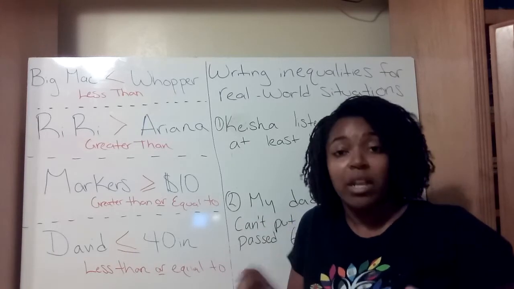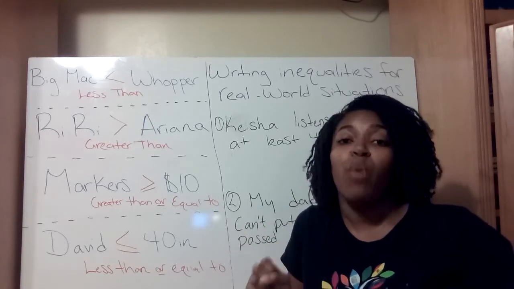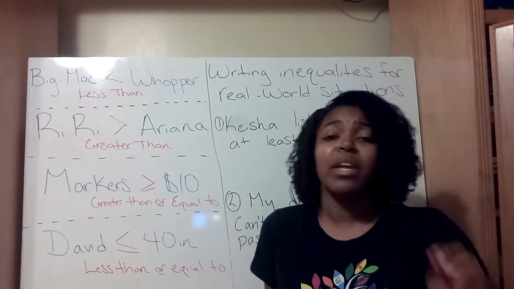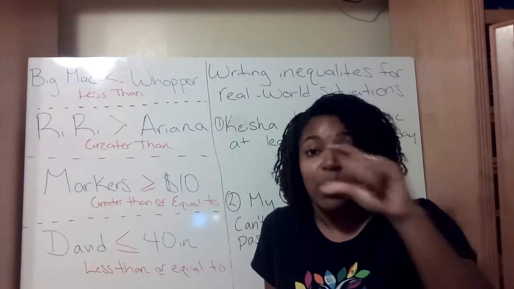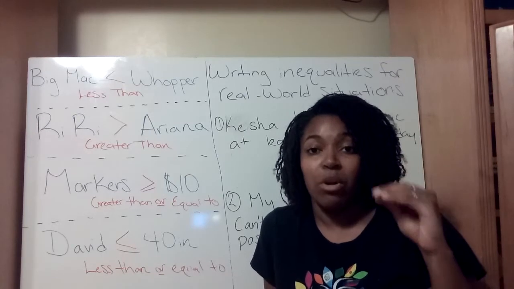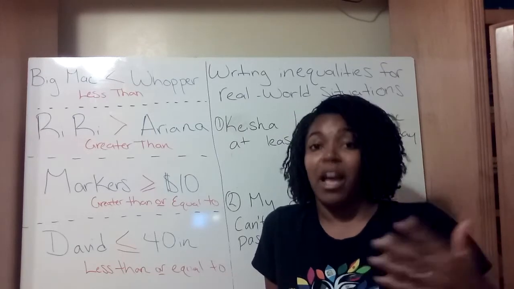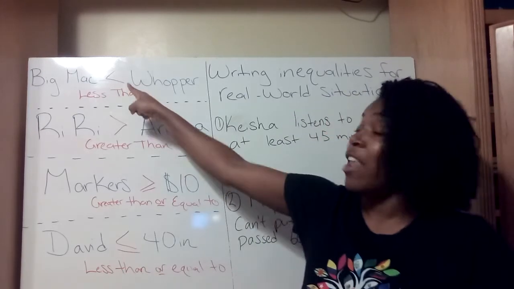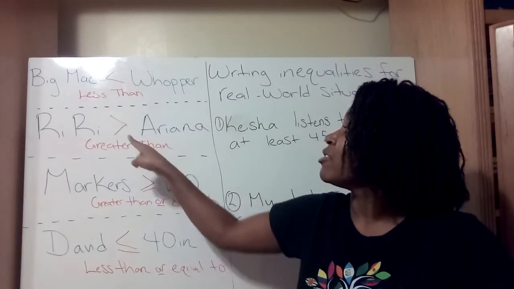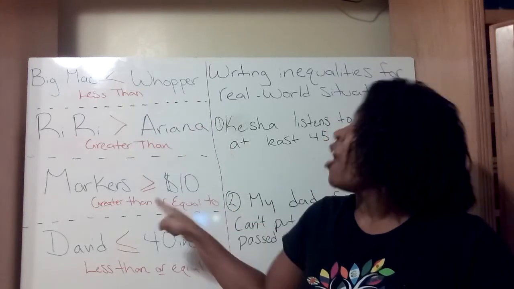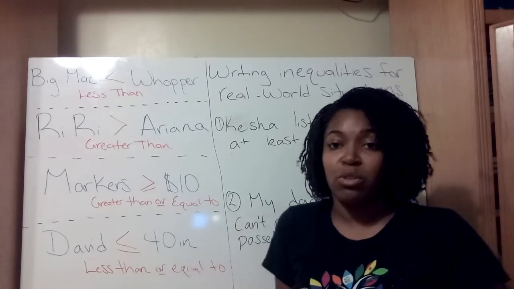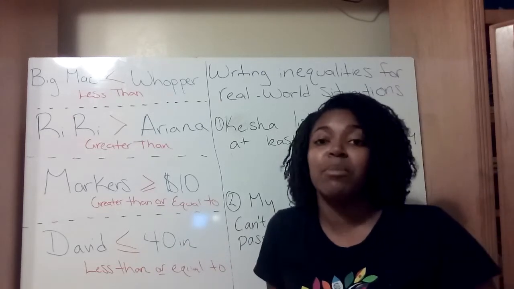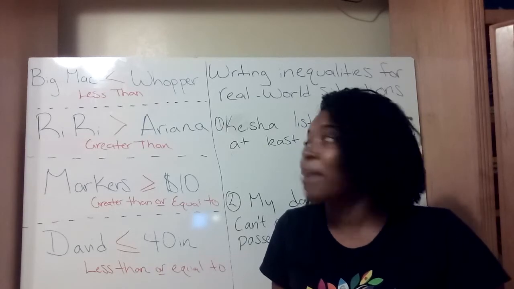Now, if you're going to be writing inequalities, you need to know what an inequality is. An inequality is something that is unequal, something that is not equal. There's different forms of being not equal, okay? There's less than, greater than, greater than or equal to, or less than or equal to. Those are the four inequality symbols that we're going to be using, okay?